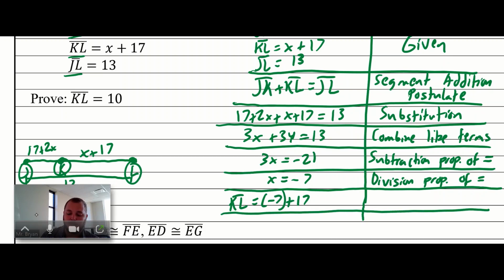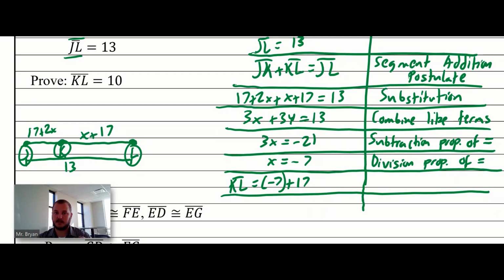Okay, so this adds on a couple extra steps here. But first of all, KL is -7 plus 17. Well, how did we know we could put -7 in there? We just substituted it in. We just plugged it in. So that's substitution again. Okay, and then final thing here. If KL is -7 plus 17, we know that's just 10.